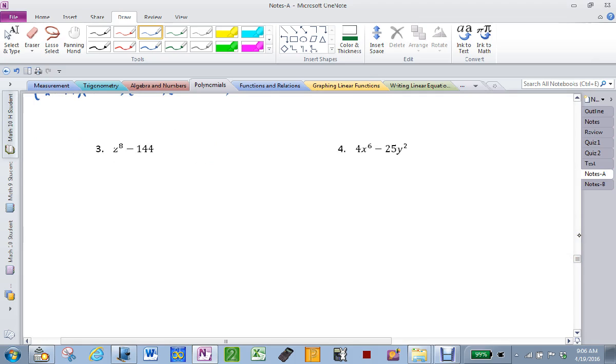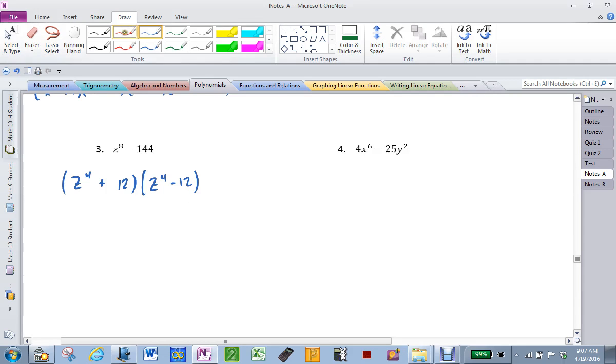Can I handle that? What is it? Z4 plus 12 and Z4 minus 12. Can we go any further? Yes. Why? Yeah, Z4 is definitely a square. Is 12? No. So can I go any further?